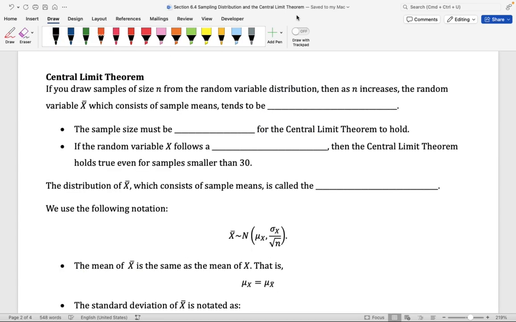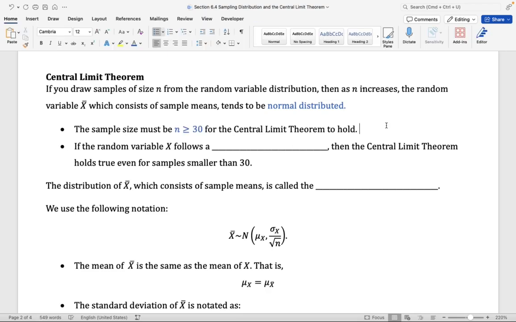Now, I want to formalize the theorem a little bit more and introduce you to the notation that we're going to be using to refer to the sampling distribution. If you draw samples of size n from a random variable distribution, then as n increases to infinity, the random variable x bar, which consists of sample means, tends to be normal. To be more specific, we would say normally distributed. Now, the sample size needs to be at least 30. That means n has to be greater or equal to 30.